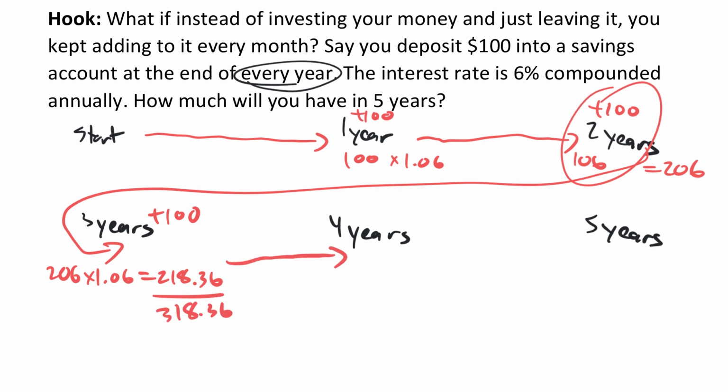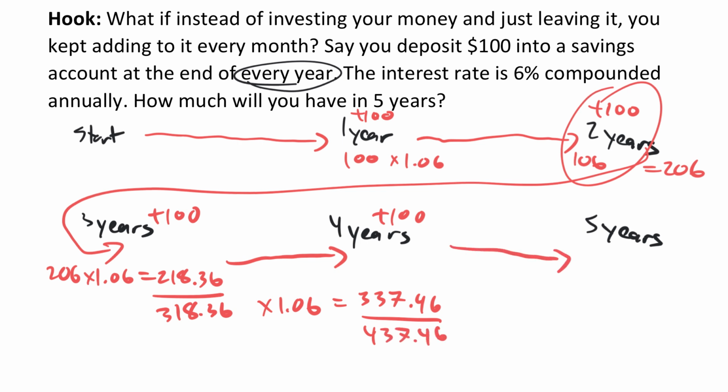Another year goes by, so we got to take that and multiply by another 1.06. That's going to give us $337.46 with some more decimals. We add another $100 because it's the end of the year. Very happy that our money is growing so much.